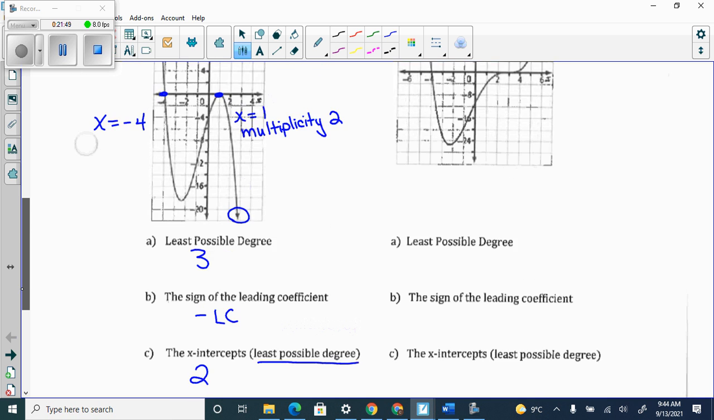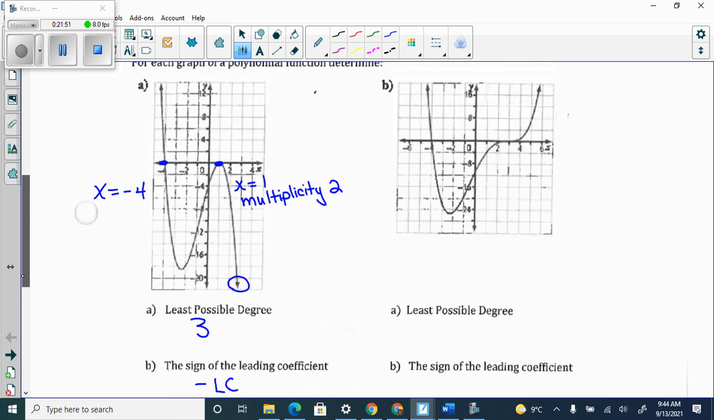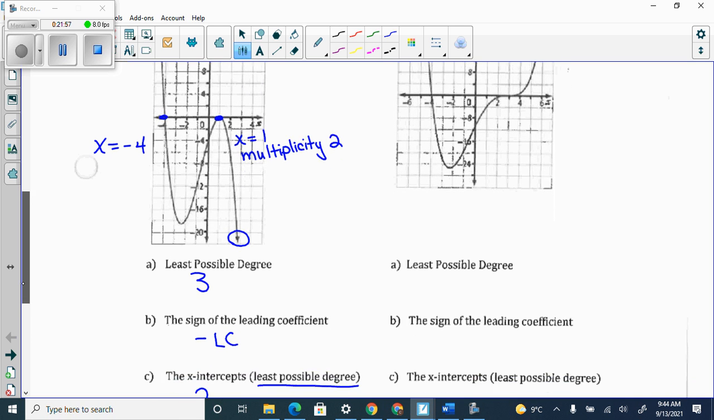And what would the equation be? Ready? Ready? Okay, I feel like a cheerleader again. Okay, how do we get an equation?